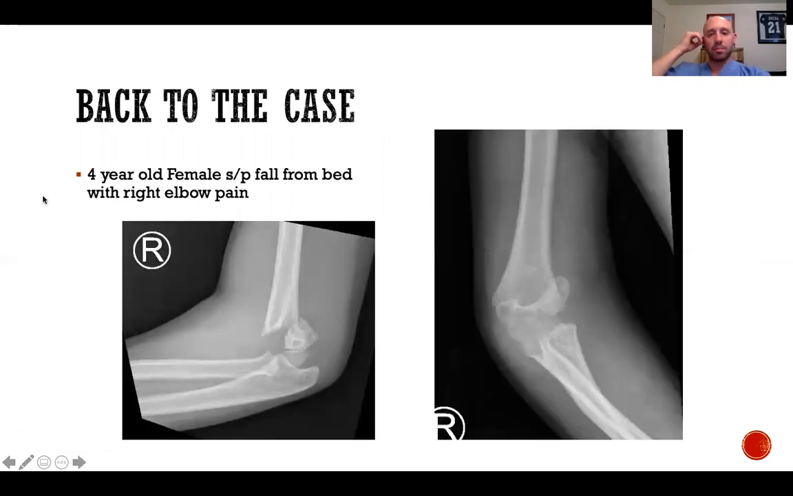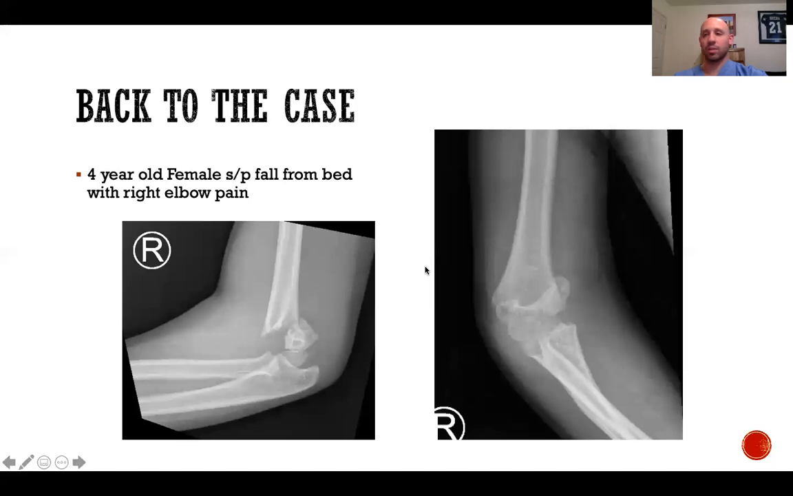All right, so let's just get back to the case. Again, to remind you guys, this is a 4-year-old female. She fell from a bed and she came with right elbow pain. And so now we have a supracondylar fracture.